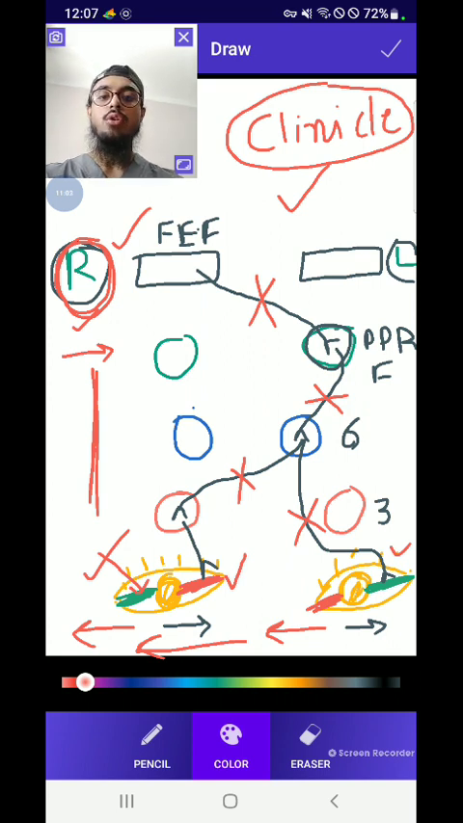Okay guys, I hope you understand this pathway very well. I explained it, and you must make notes of this pathway. In the next lecture I am going to explain the prefrontal cortex, which is the most important structure present in the frontal lobe, very anteriorly. So today's topic is the frontal eye field. I hope you understand this lecture.